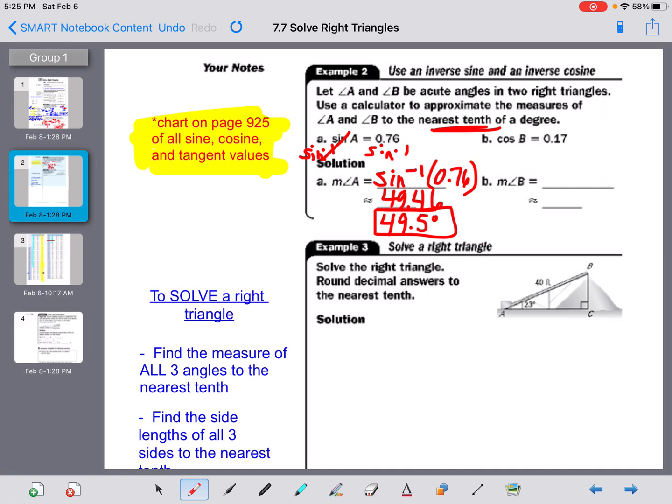Okay? So the same thing over here with B. I see cosine of B equals 0.17. If I want to solve for B, I ask myself, how can I get B by itself? Well, right now it's connected to cosine. How do I undo cosine? I take the cosine inverse, and what I do to one side, I do to the other side. These two cancel, and the measure of angle B is going to be the cosine inverse of 0.17. So on my calculator, inverse cosine of 0.17, and I get about 80.2 degrees.